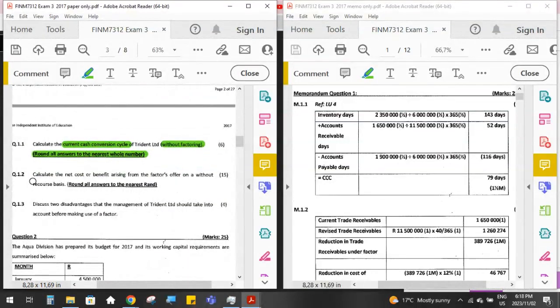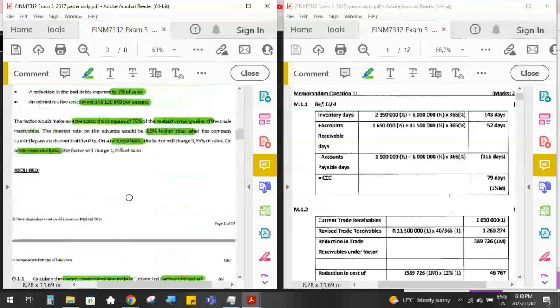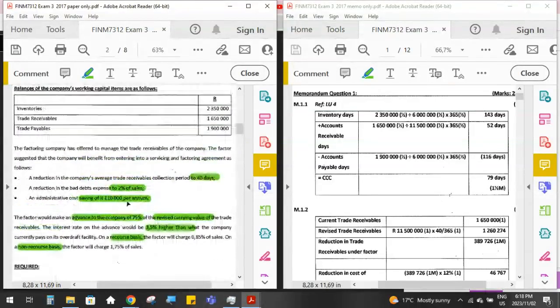Then for 15 marks, they want us to calculate the net cost or the net benefit that would arise if we took up the factor's offer on a without recourse basis. So on a without recourse basis, non-recourse basis, our factoring charge or factoring commission is going to be 1.75% of sales. We must remember to use that.